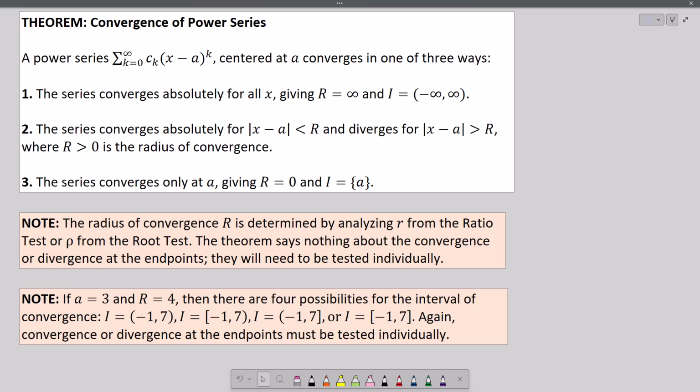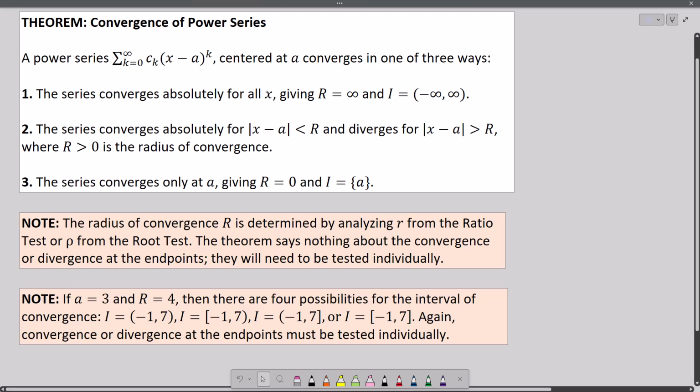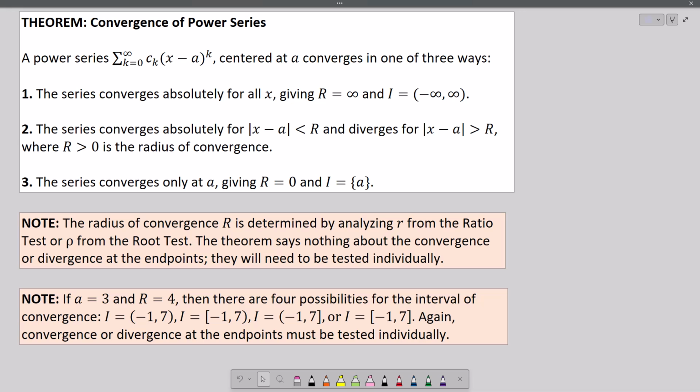And we are going to have absolute convergence for all x. So there's three possibilities. We have absolute convergence for all x, which means the radius of convergence is infinite and the interval of convergence is the whole real line. So that's one option. So if it converges for all x, we say the radius of convergence is infinity. It's just an infinite interval.